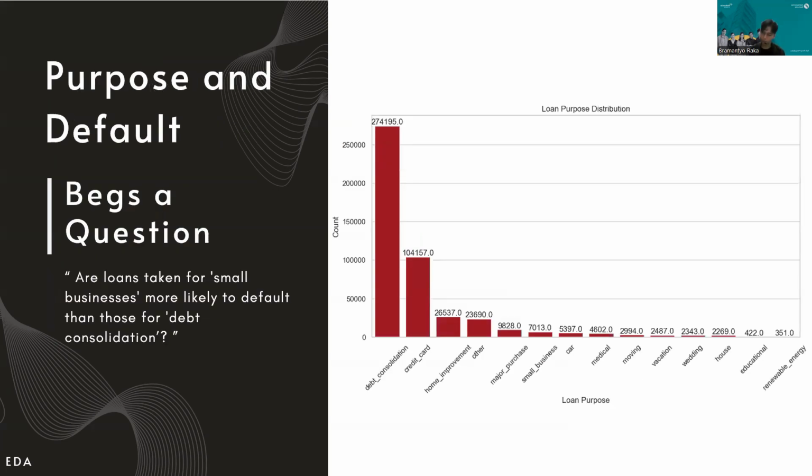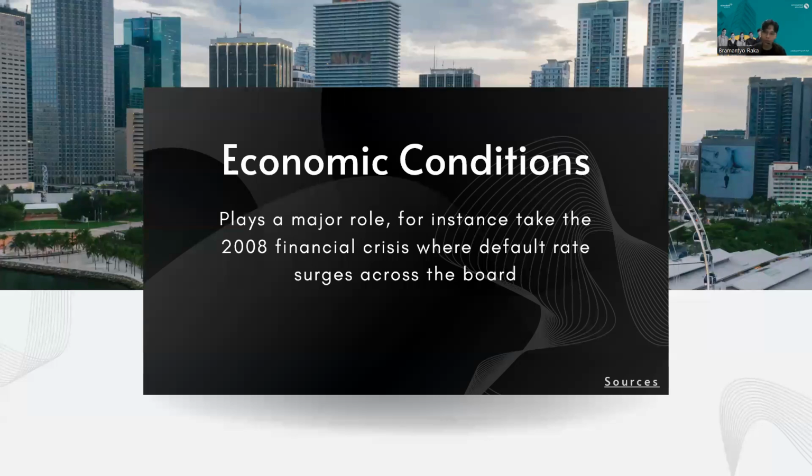Connecting loan purpose with loan status can reveal interesting subplots, or rather, it begs a question. Are loans taken for small businesses more likely to default than those for debt consolidation? Interesting. Now, an external reference: there are certain economic conditions that play a major role. For instance, take the 2008 financial crisis, with default rates surging across the board.